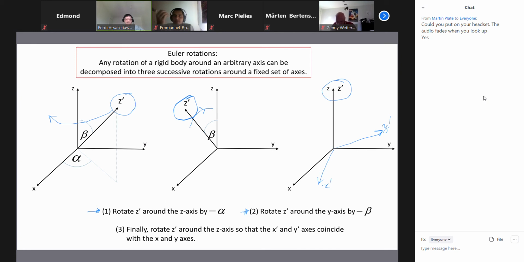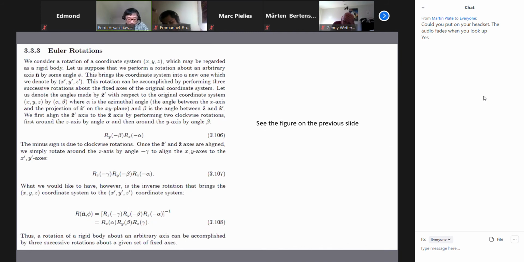First, rotation around the z-axis by angle alpha, rotation by beta around the y-axis, and the final rotation around the z-axis. So any rotation can be written as three successive rotations. To be more precise, we have minus alpha and minus beta instead of alpha and beta.